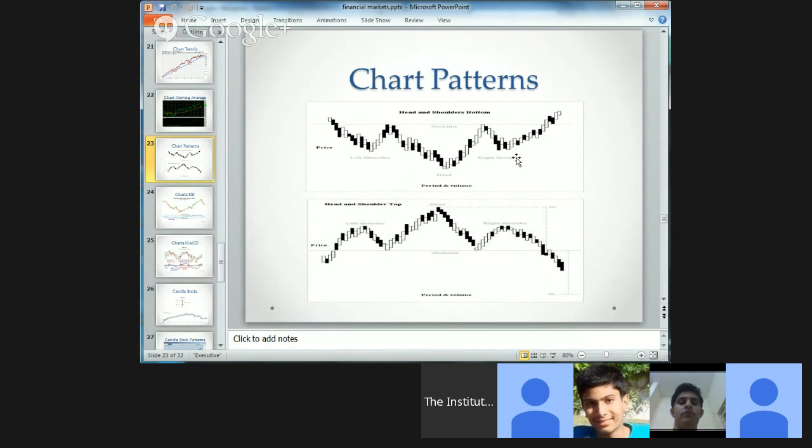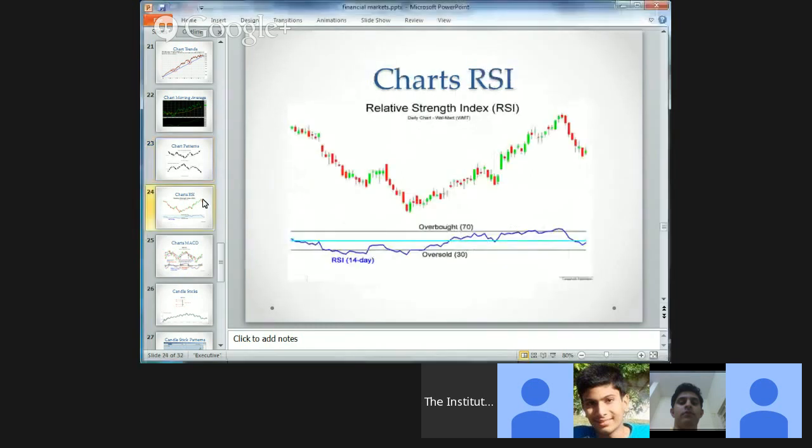And similarly, you have the bears, where in the head and shoulders top you have a left shoulder, a neck, a head and a right shoulder. If you look at the lower chart, and it crosses below the neckline, then you have a bearish signal and the market is going to crash from there. So that's another chart pattern that they look at. You have something called RSI, the relative strength index, which these trend people mostly use.